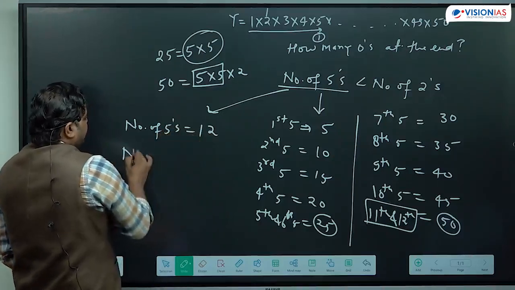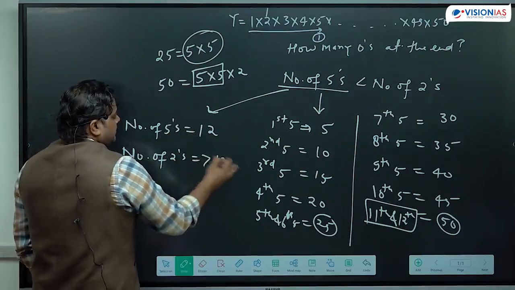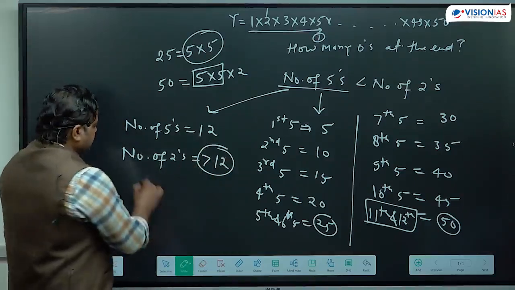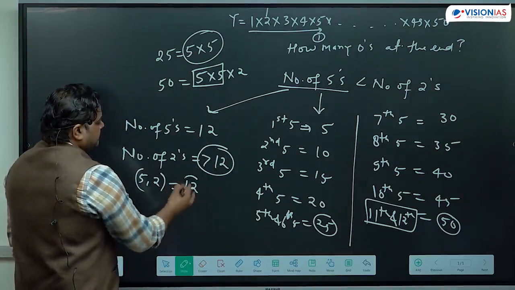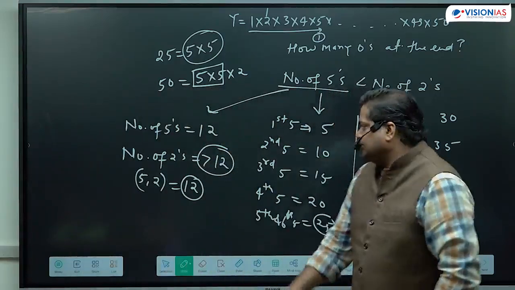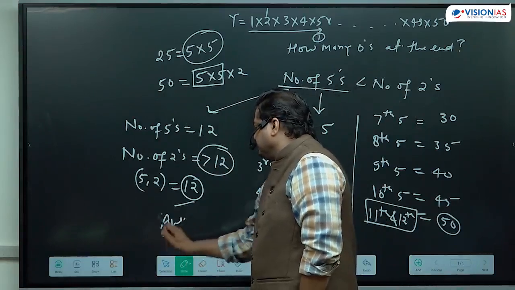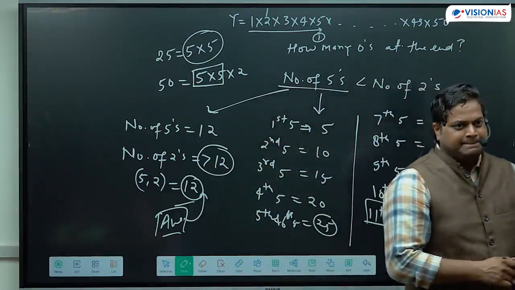12. And number of 2's more than 12. How many pairs we can make 5 and 2 ka? 12 pairs. That means the answer is 12. 12 zeros we can have at the end. ठीक है?